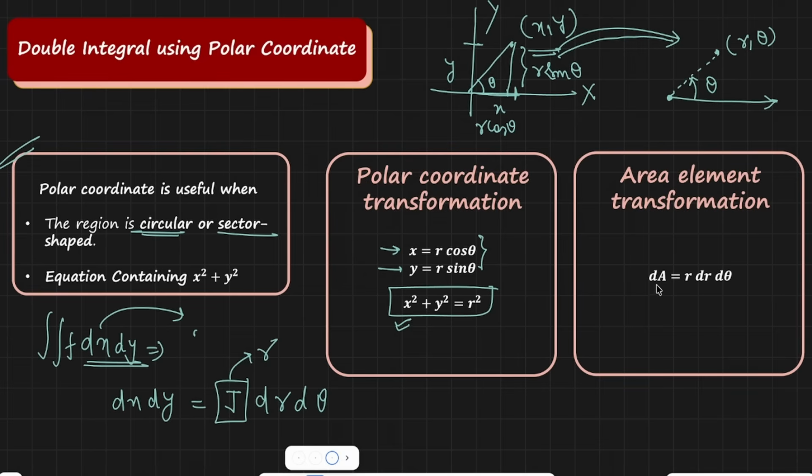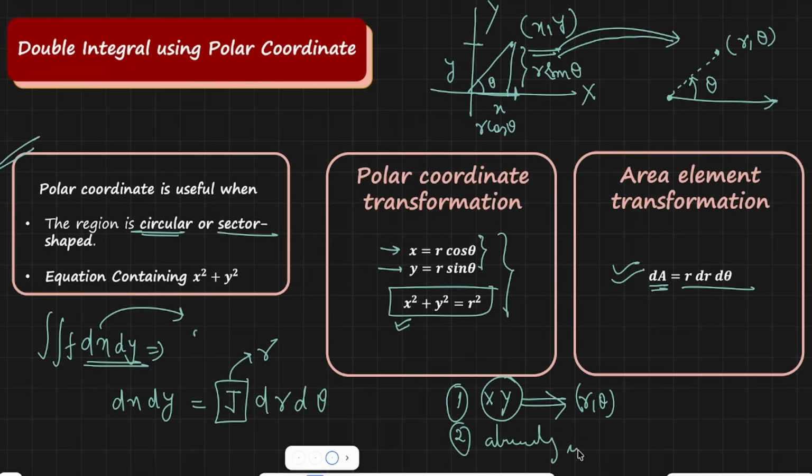So you just replace, in your polar coordinates, dx dy with r dr d theta. Now there are two types of questions that can be asked. The first type will be given in xy, which means in Cartesian. If it contains x square plus y square, then you convert using these coordinates and this substitution into r and theta. The second type is already in r and theta, and then you can easily solve it. So there are two types of questions, and we will see both types.